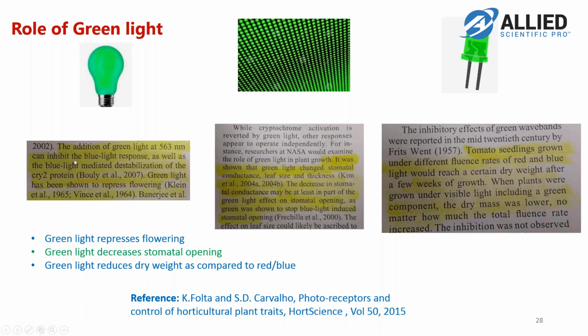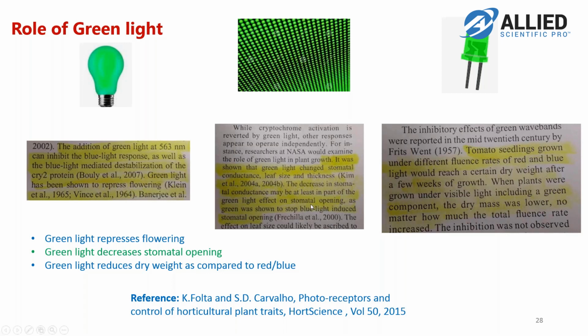Here you can also see from this paper by Folta and Carvalho, and this is a quote: addition of green light can inhibit the blue light response, the blue light mediated destabilization. Green light has been shown to repress flowering. So if you shine too much green light, your plants basically tend to stay in the vegetative state for too long, and they would not go into the fruiting stage so easily. So that's one adverse effect.